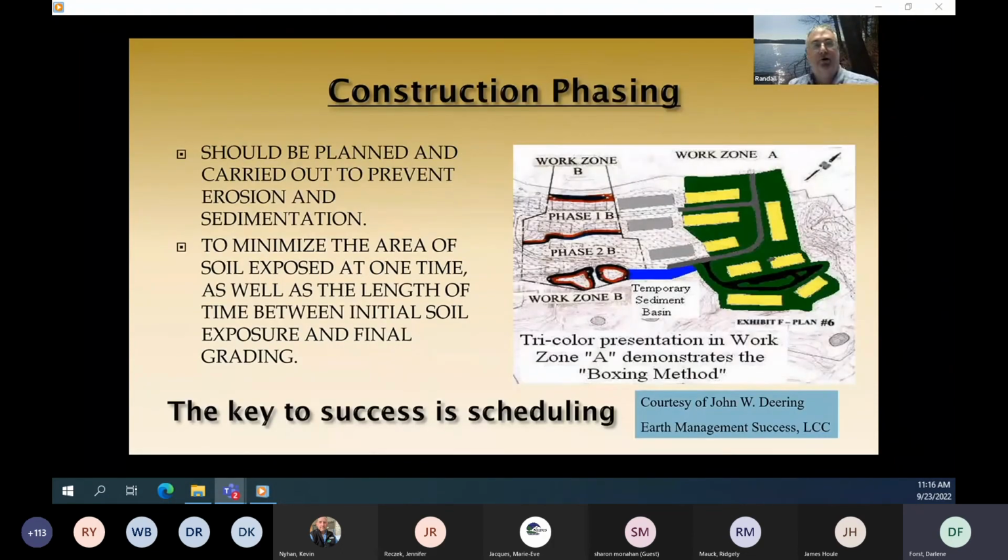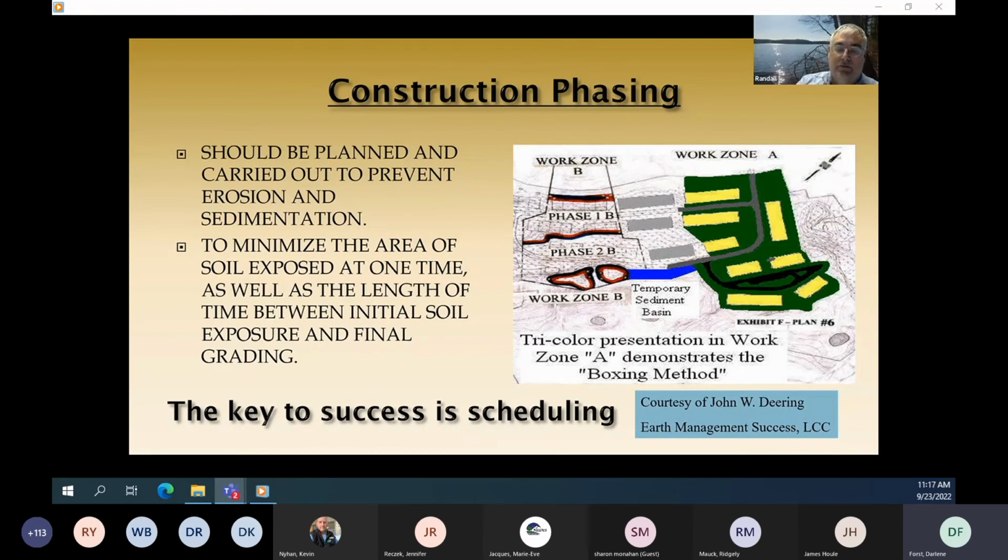I just want to jump back real quick and talk about construction phasing. Construction phasing is a critical and important part of any construction project. My colleague Jack Deering from Connecticut developed this boxing method where he would work with the owner about how to develop the construction site. Jack was a contractor for 60, 70 years of his career, and then he did some consulting work along the way as he got out of actual construction, working all over the Northeast.